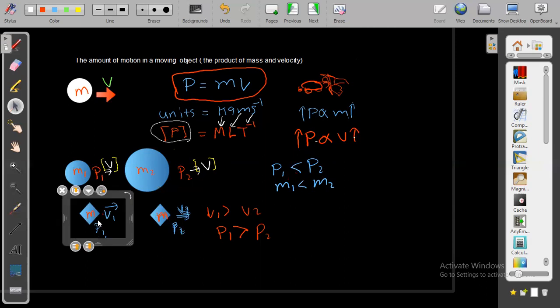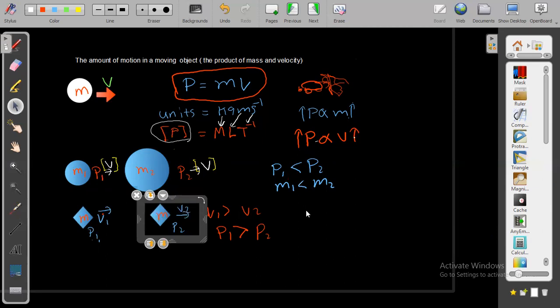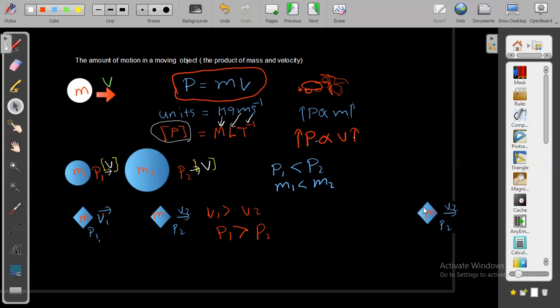In this manner, now the mass is the same. This one has a mass of m, and this one has the same mass m. Now let me move this one faster. This one is moving really fast, but the other object is moving in a slower manner. It has the same mass, but in terms of velocity, the first one has a really high velocity. So the momentum of the first object is greater than the momentum of the second one.